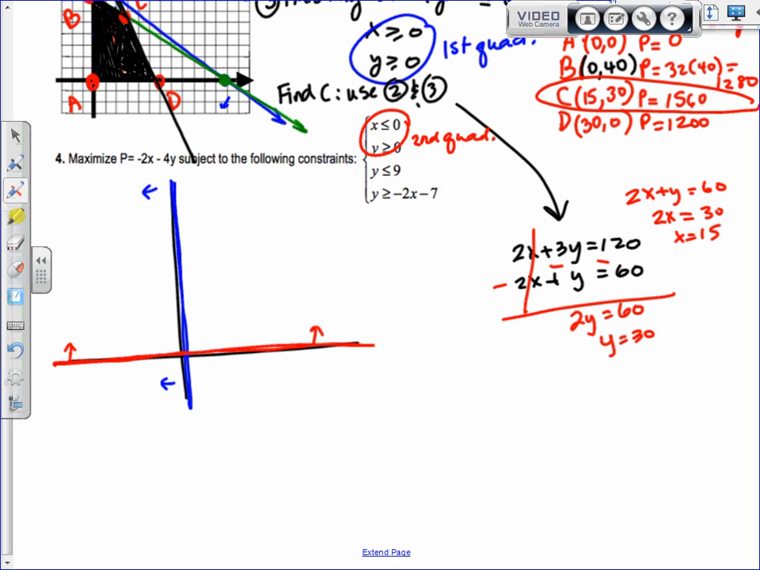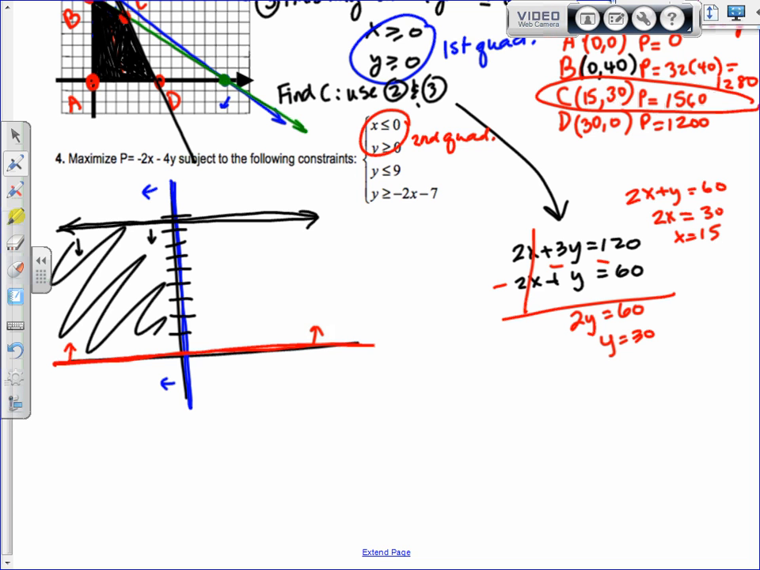All right, so we have y is less than or equal to 9. So go up to 9. 1, 2, 3, 4, 5, 6, 7, 8, 9. Oops, missed it. And you're going to have everything less than or equal to that. So previously you were in the second quadrant, but now you're going to be shading below this line. So you guys see you're right here right now.